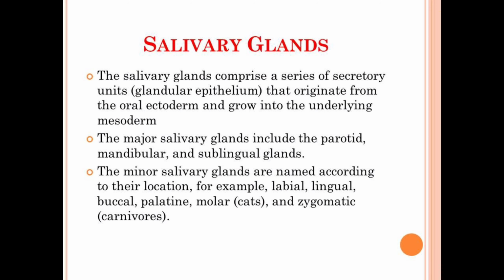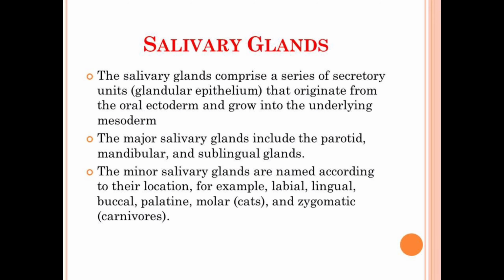As we already know, various secretions occur in the salivary gland, and this is because of the presence of glandular epithelium. The salivary gland originates from one of the germ layers, that is ectoderm, which will grow and move into the underlying mesoderm, another germ layer, during the course of its development.